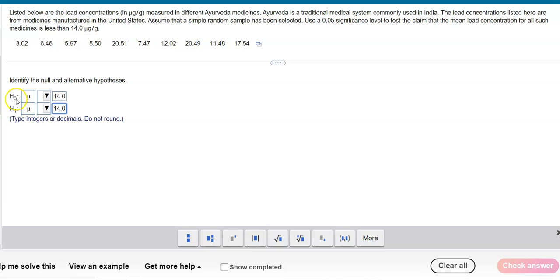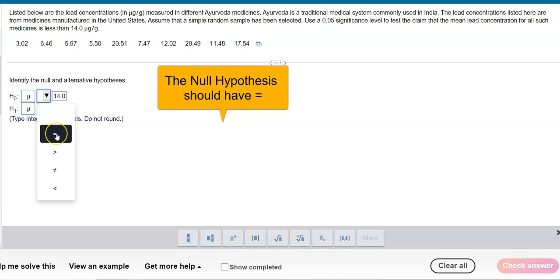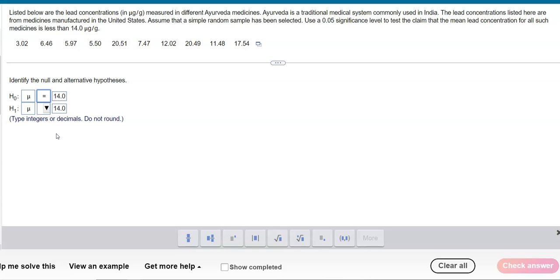So starting with the null hypothesis, we have a drop down here. What you need to remember is that the null hypothesis always has an equal sign in it. Always. For a test like this, the null hypothesis should have an equal sign in it, period. The alternative hypothesis in this case is going to have a less than symbol, because remember they told us that the claim is that the mean is less than 14. So a less than is going to go here for this particular test.